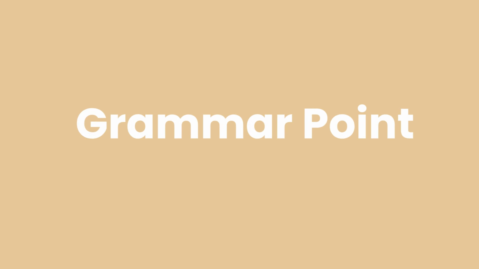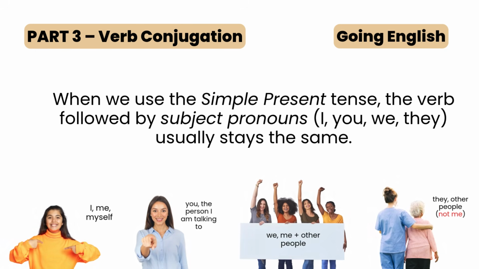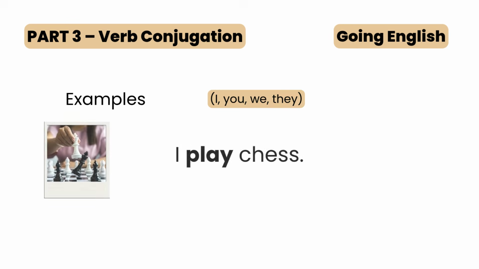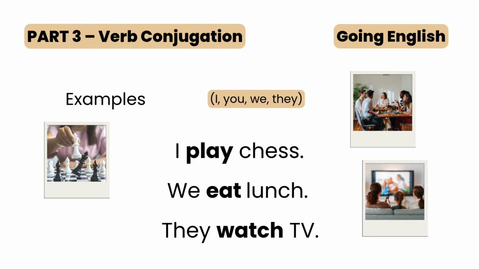Grammar point. When we use the simple present tense, the verb followed by subject pronouns I, you, we, and they usually stays the same. I play chess. We eat lunch. They watch TV.